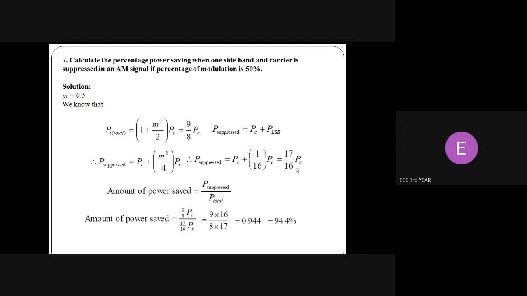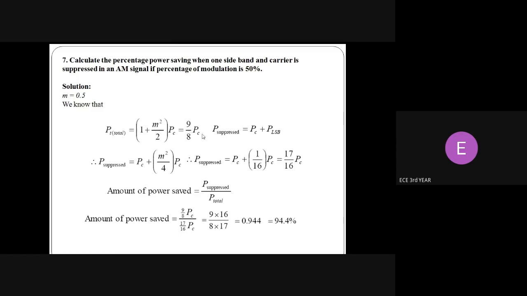And here, next problem, the last problem that we have seen, we want to calculate the total power saved. The total power saved formula has been already seen: the P suppressed divided by the P total. So here we want P total and we want P suppressed. The only factor given is the modulation index, which is 0.5. With this formula, we calculate the total power consumed in terms of PC, which is nothing but 9 by 8 PC, with the help of the modulation index.